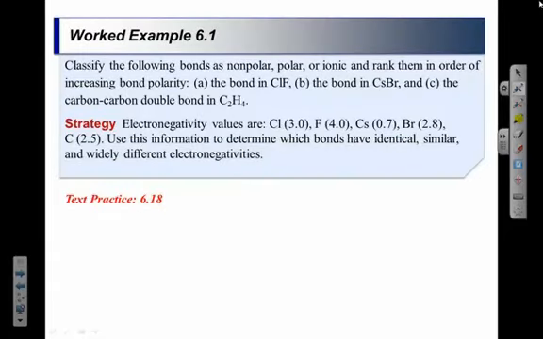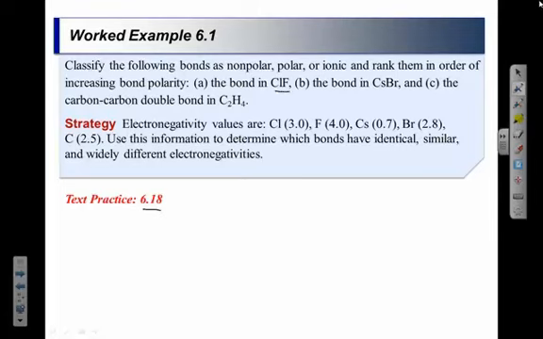So let's look at a couple of questions here from the textbook. In 6.18, they want us to categorize some of these. We also have some up here, so let's go through some of these.